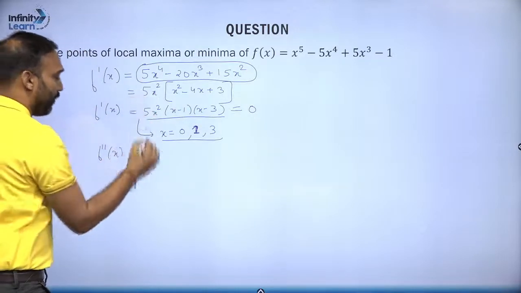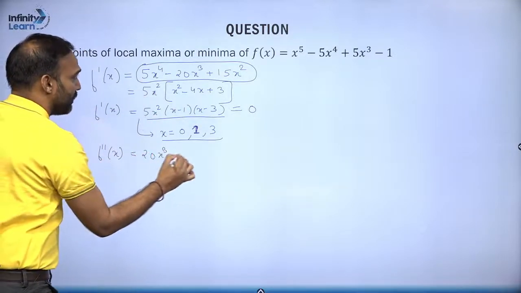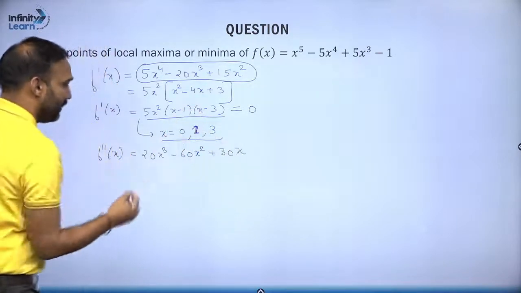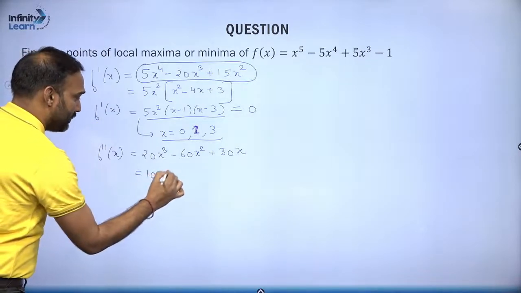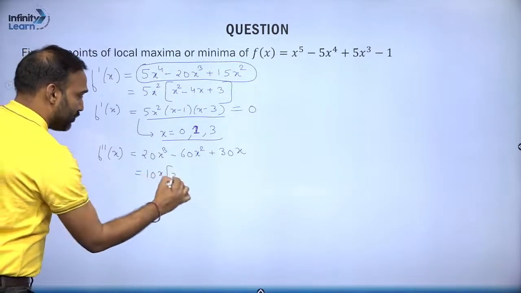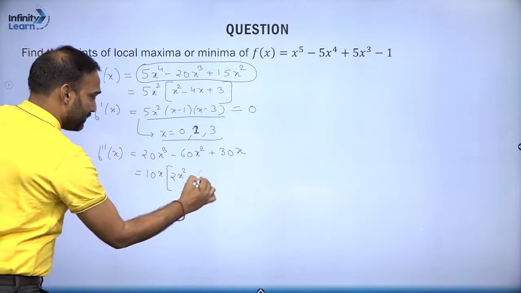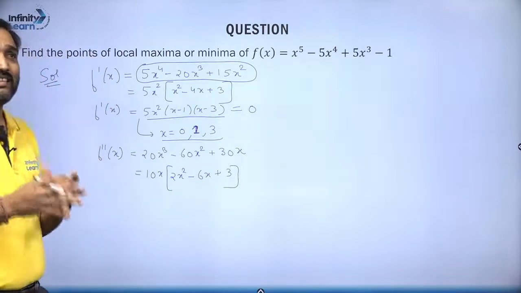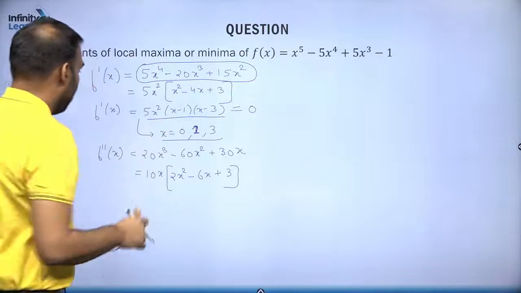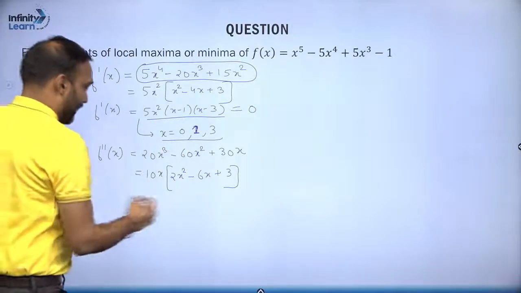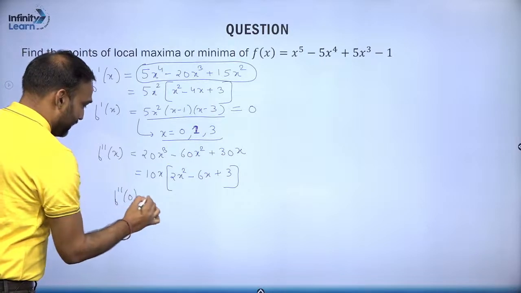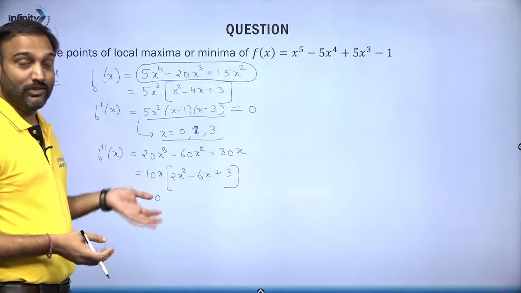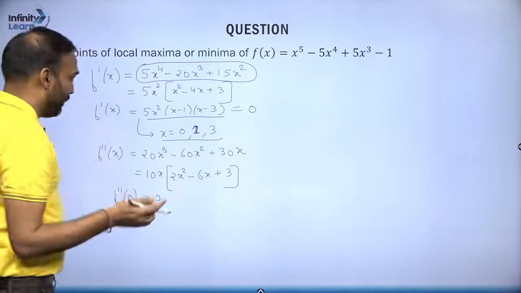So f double dash x would be what? 20x cube minus 60x square plus 30x. Now you can take 10x common. You are left with how much? 2x square minus 6x plus 3. So now we have to check the sign of f double dash x. Now at x equal to 0, check f double dash 0. It is 0. It is neither positive nor negative. So I cannot comment on x equal to 0, whether you have a local maxima or local minima. I will not be able to comment.